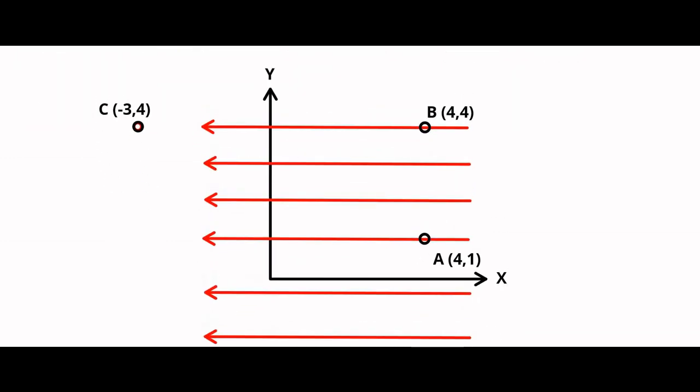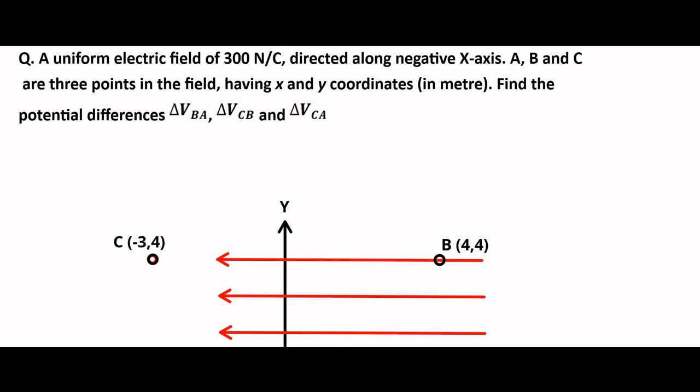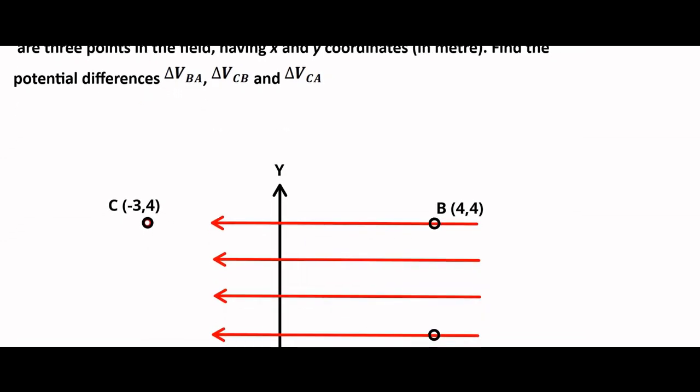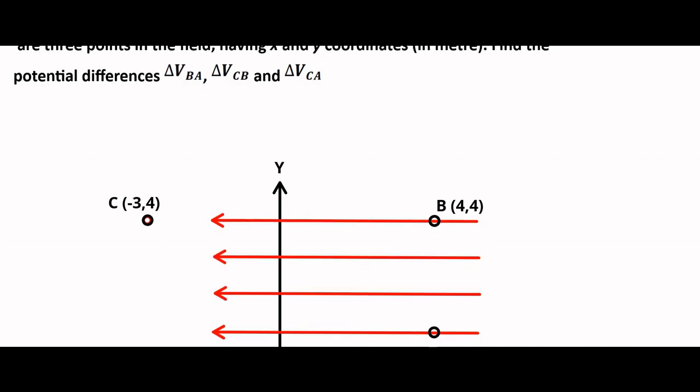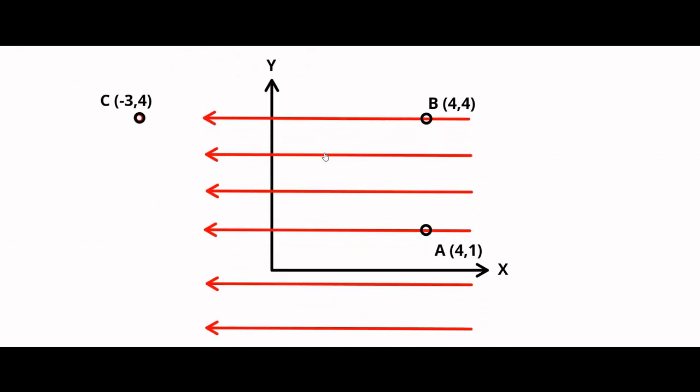Okay, this one. Electric field represented by the red arrows along the negative x-axis, and these are the 3 points A, B and C. And we have to find the potential difference between points B and A, that is delta VBA, points C and B, delta VCB, and points C and A, delta VCA. Okay, so first let us look at the points B and A.